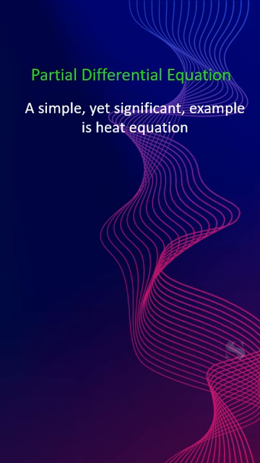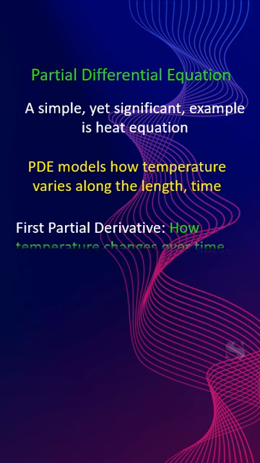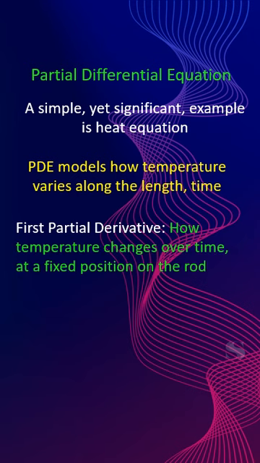A simple yet significant example of PDE is the heat equation, which describes how heat diffuses through something over time. It is about modeling how the temperature varies along the length of a straight metal rod over time. This is after one end of the rod is heated at some instant, while the other end is kept at a constant lower temperature to start with. This equation shows continuous change with respect to two variables, time and space, that is, along the length of the rod. The first partial derivative of temperature is with respect to time and shows how temperature changes over time at a fixed position.